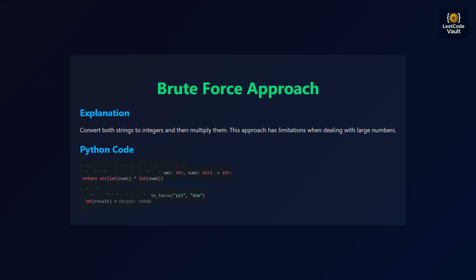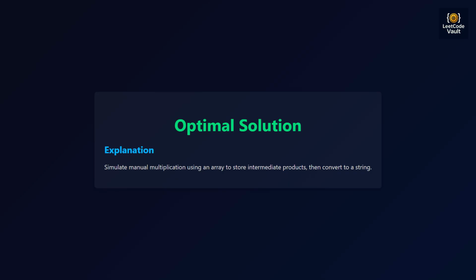Brute force approach. A brute force approach would involve converting the input strings to integers, performing the multiplication, and then converting the result back to a string. This sounds simple, but it fails for very large numbers that exceed the integer limit of your programming language. For example, if the strings represent numbers larger than what a standard integer variable can hold, it will cause an overflow. Thus, we need a more sophisticated solution which is robust to handle very large numbers. This is where our understanding of the manual multiplication method comes in handy. We will use the manual multiplication as a guide to develop an algorithm that doesn't rely on built-in integer multiplication.